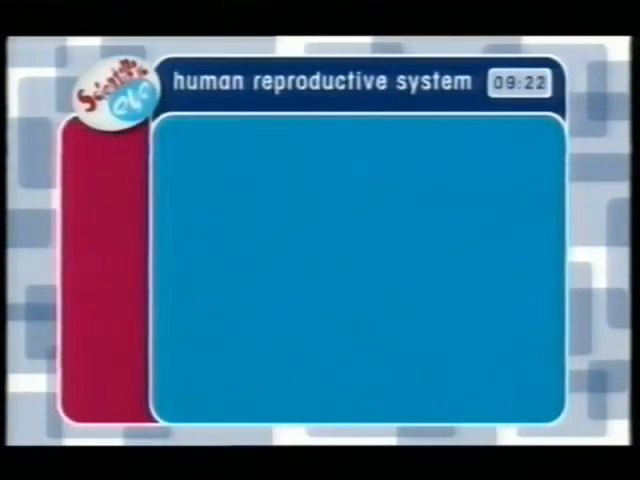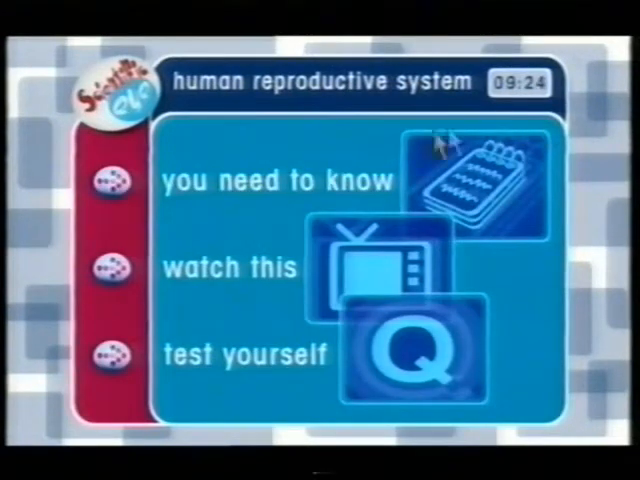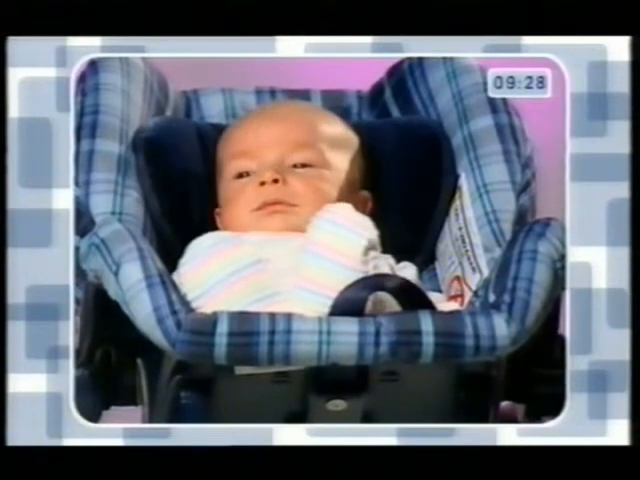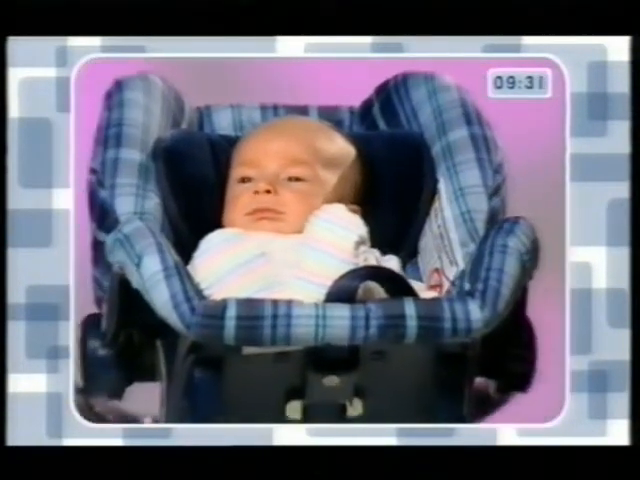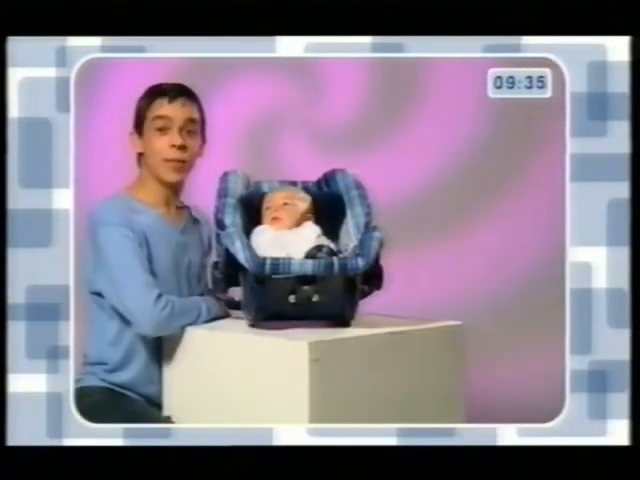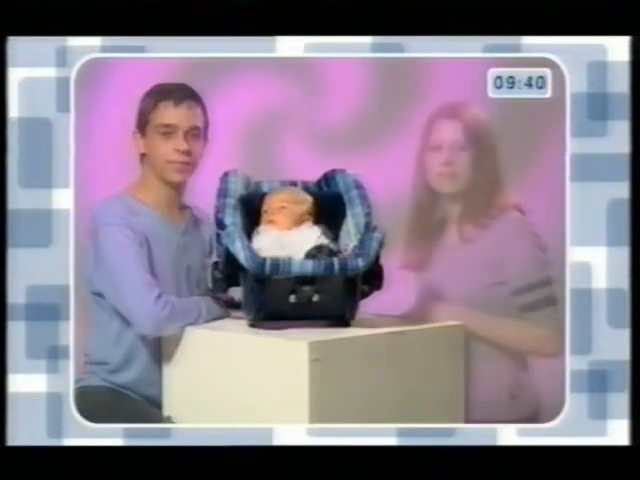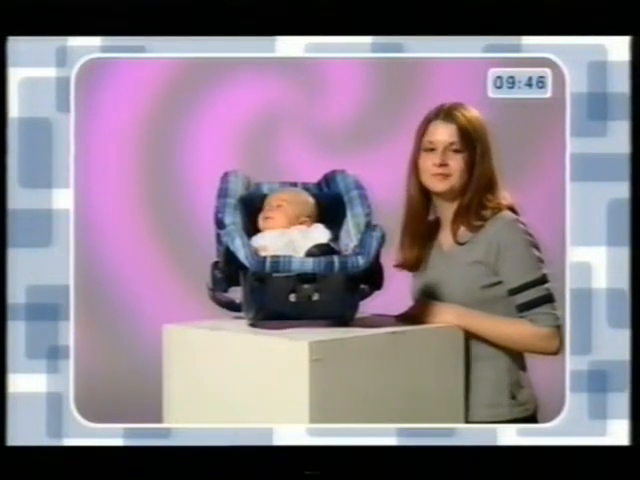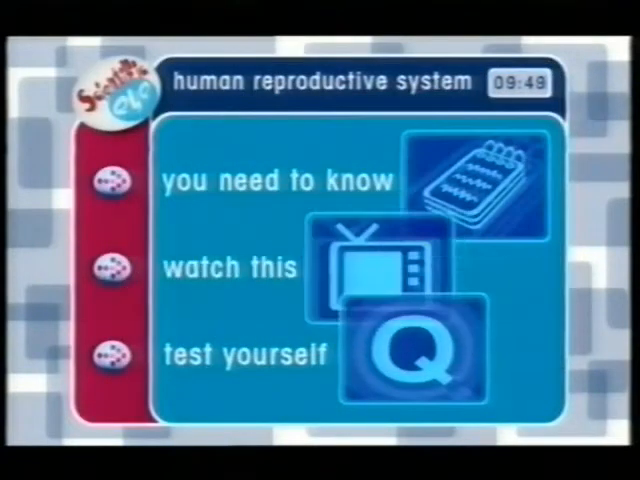This section revises the human reproductive system. Here's what you need to know. It just takes one sperm cell and one egg cell to make a baby. These special cells are produced in the reproductive organs. You need to know about the male reproductive system and the female reproductive system. This includes what happens to the egg cell during the menstrual cycle and what happens during fertilisation. Watch this.